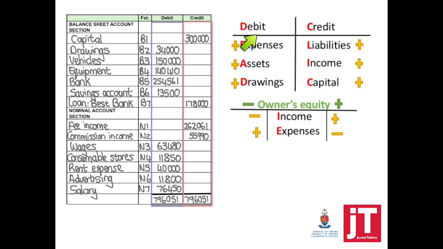Please remember DEALIC. Understand: E for expenses, A for assets, D for drawings, L for liabilities, I for income, C for capital. Understand on which side each increases and where it decreases.